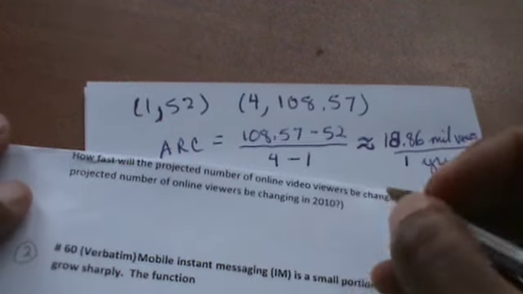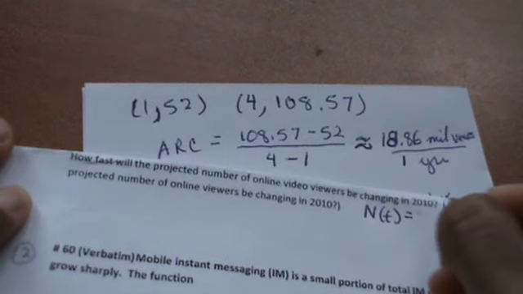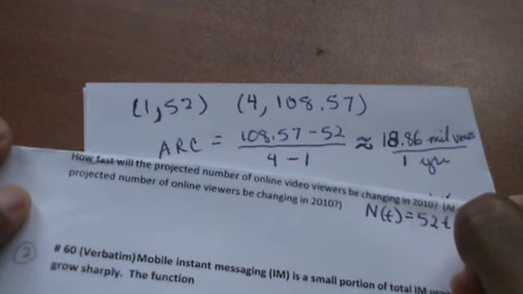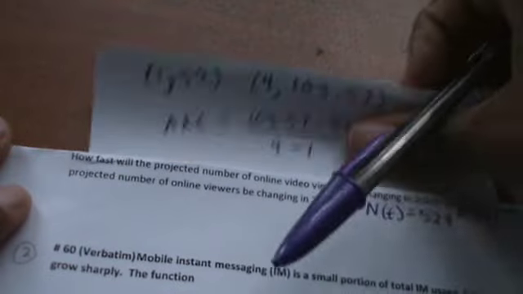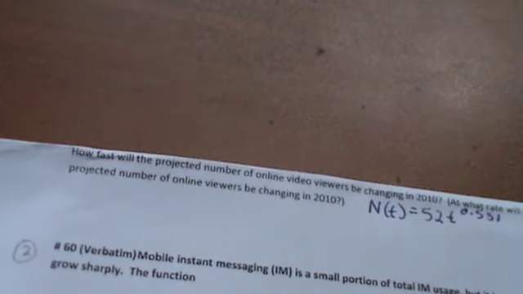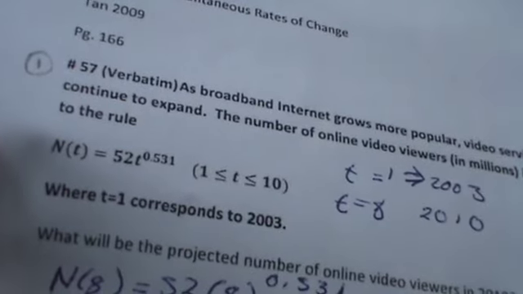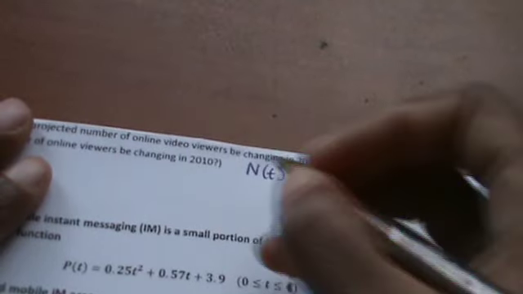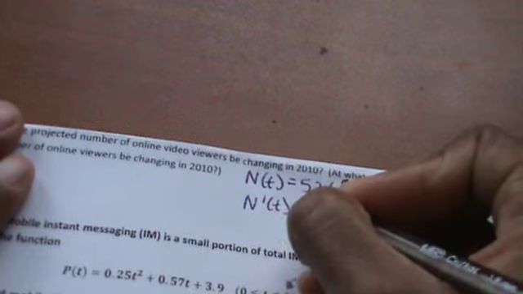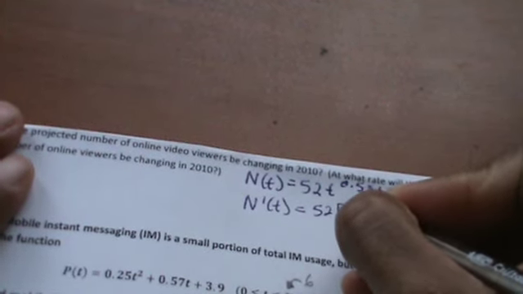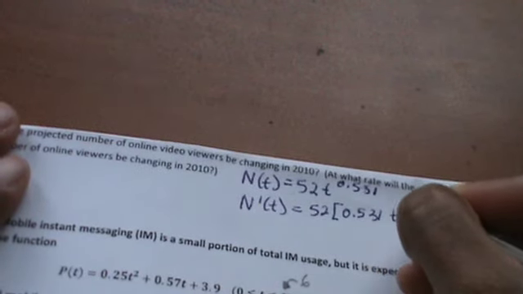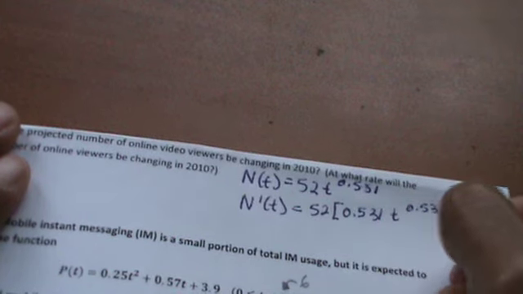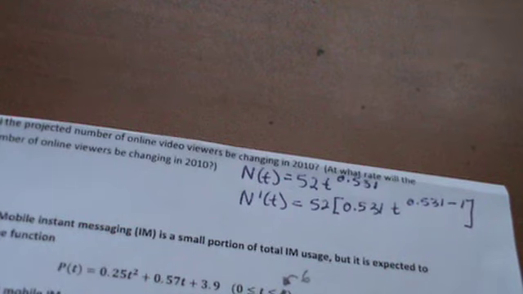Okay, so let me write down what our original function was. We started off with n of t equals 52 times t to the 0.531. So then when we take the derivative of that, we should be able to use our power rule. So let me show you the original function so that you'll be with me. 52t to the 0.531. So here, when I get to my derivative, I get n prime of t equals 52. Bring the power down, 0.531. t to the 0.531 minus 1. Right? Same steps. And the only reason that I took the derivative here is because it said find that instantaneous rate of change, what's happening at a specific time, 2010.